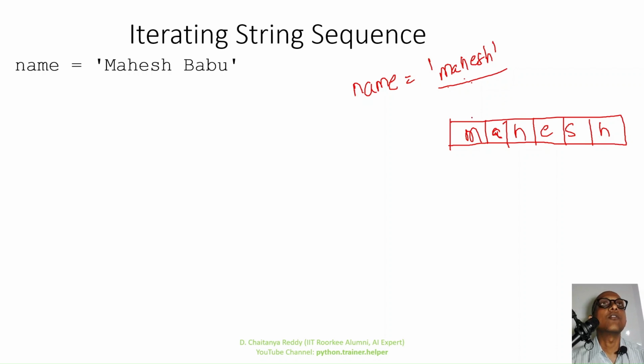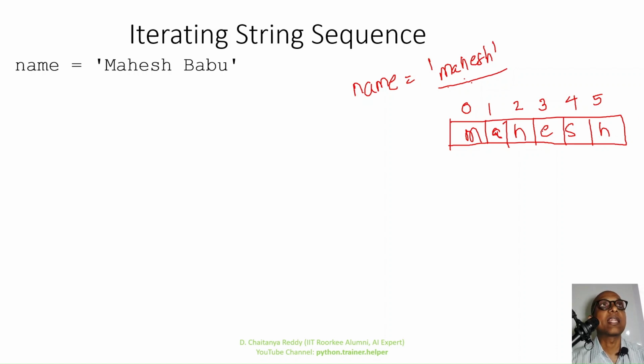Forward indexing always starts with 0, and that 0 is starting from the first character of the string. What is the first character of the string here? M. So it's going to start with 0, plus 1 is 1, 1 plus 1 is 2, 2 plus 1 is 3, 3 plus 1 is 4, 4 plus 1 is 5. There are no more characters to allocate. That's the end of this string, correct?